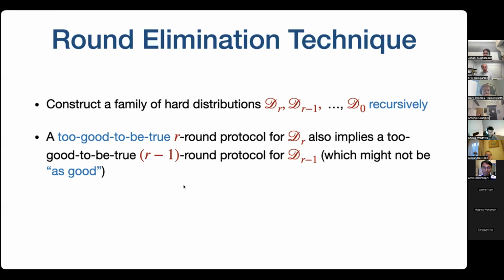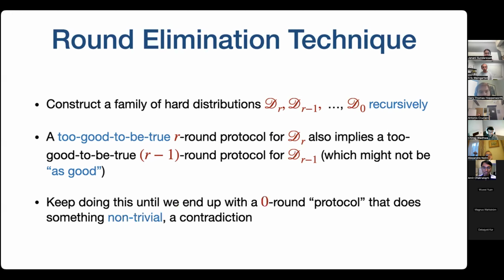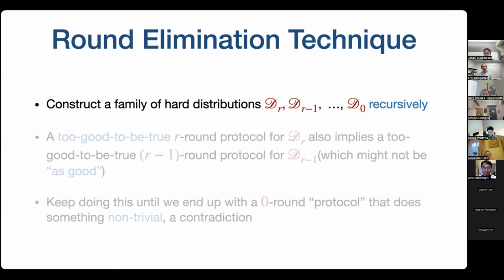We'll go into a little bit more detail about this later. If you can get these smaller round protocols, you keep doing this recursively till you end up with a zero round protocol. And this is going to do something non-trivial. Zero round as in it doesn't communicate at all. So without talking to anyone, these vertices are going to gain some information. And this will give you a contradiction because this will not be possible. So this is the framework for round elimination. Let's look at this specific step of how we're constructing these hard distributions.